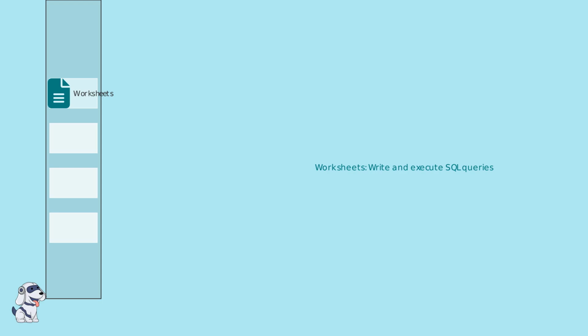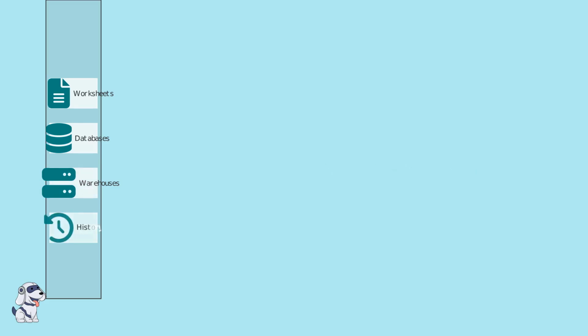The console's left sidebar is your primary navigation hub in the Snowflake interface. Here you'll find the Worksheets section, which is used to write and execute SQL queries. Here you'll find the Databases section, which is used to manage schemas and tables. Here you'll find the Warehouses section, which is used to manage compute resources. Here you'll find the History section, which is used to track query execution. The tour will guide you through switching between these tabs, explaining each section's purpose with helpful tooltips.